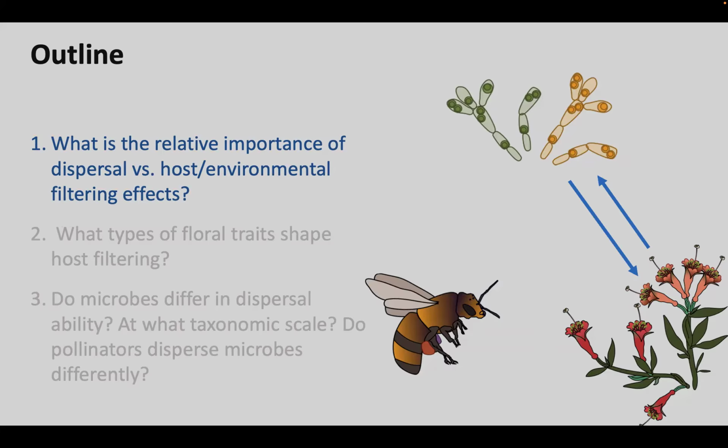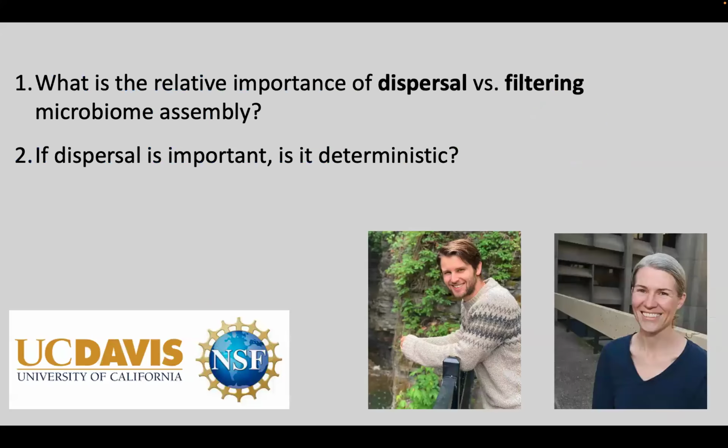Okay, so what is the relative importance of dispersal versus host filtering? This is largely a plant and microbe problem. This had two sub-questions. I did this with Rachel and with Tobias Mueller, who's still at Cornell, working on all kinds of bee microbiome questions. And we first asked that first question I told you, dispersal versus filtering.